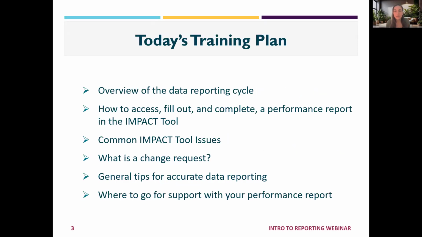This is the brief agenda for this training. We will cover the data reporting cycle, how to access, fill out, complete, and download your PDF performance report. We'll go over some common impact tool issues. I'll show you how to handle getting a change request to make changes to your report that's already been finalized. And I'll give you some general tips for accurate data reporting, and lastly, some contact information depending on what kind of question you have.